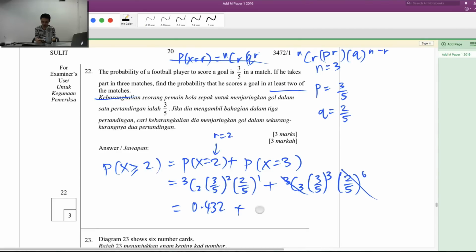Power of 3, so you will get decimal 0.216. So you just sum them together, plus 0.432. So you will get the one, it will be 0.648. Okay, it's very easy, this question.